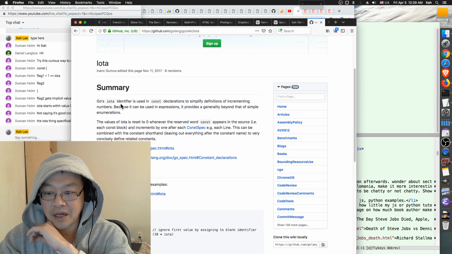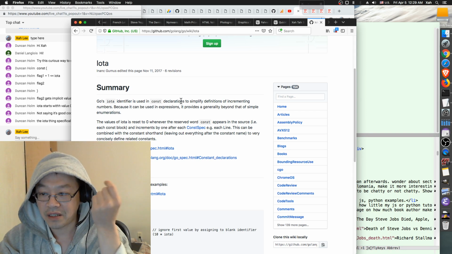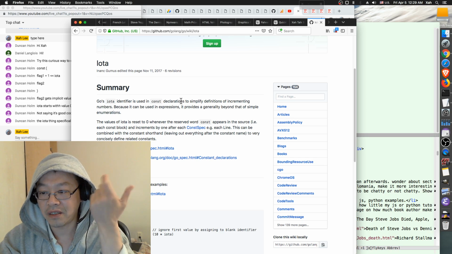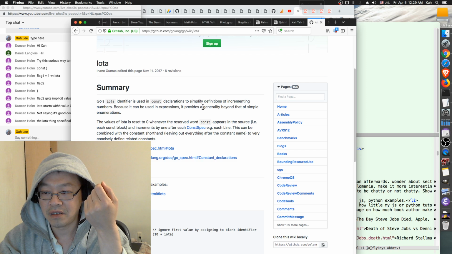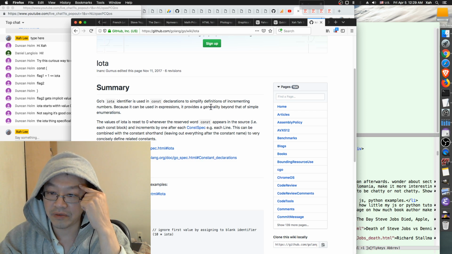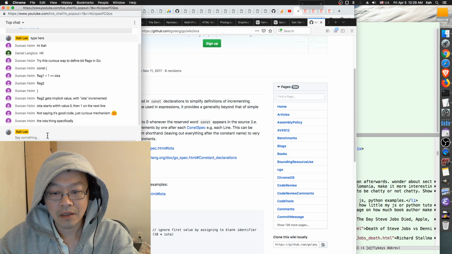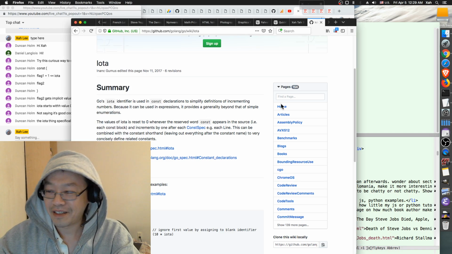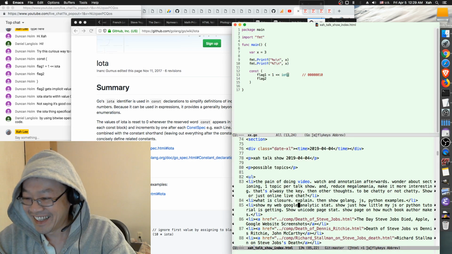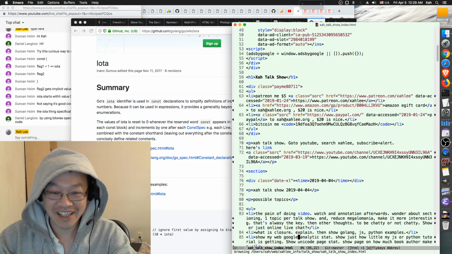So Go's iota identifier is used in constant declarations to simplify definitions of incrementing numbers. Because it can be used in expressions, it provides a generality beyond that of a simple enumeration. Okay, I don't get it. I have to read in detail. That's going to be my homework.